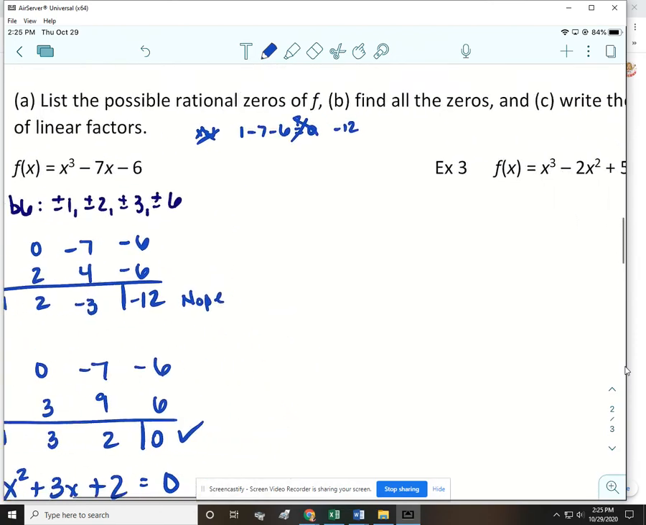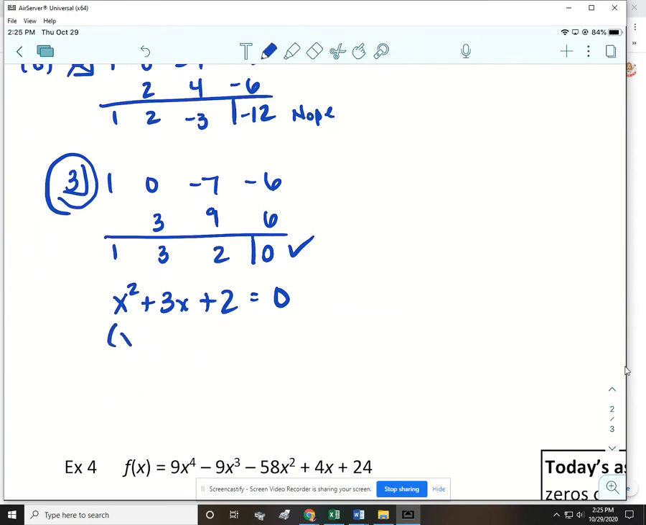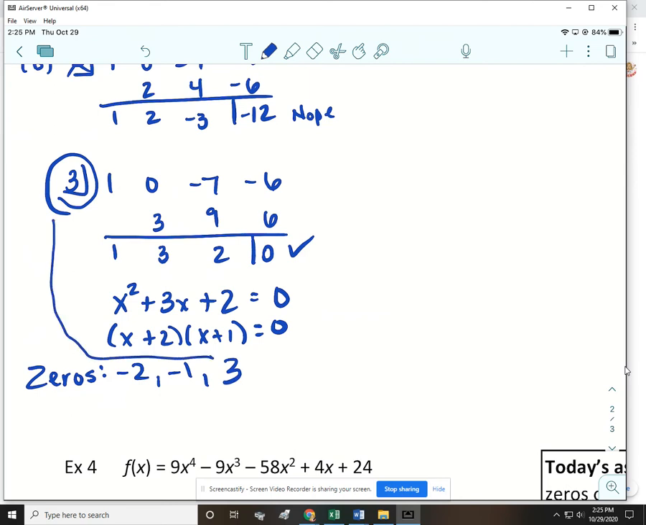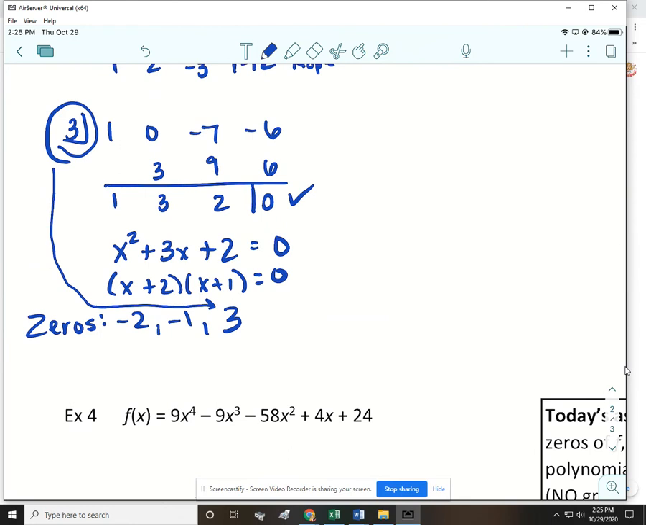All right, so the B part says to find all the zeros. So finding all the zeros means taking what's left over and solving it, setting it equal to 0 and solving it for x. So I know that my zeros are going to be -2 and, sorry, that should have been a plus, -1 and then 3, because that's the zero I found using synthetic division. Now, this was a cubic function. It should have 3 zeros, and it does have 3 zeros.